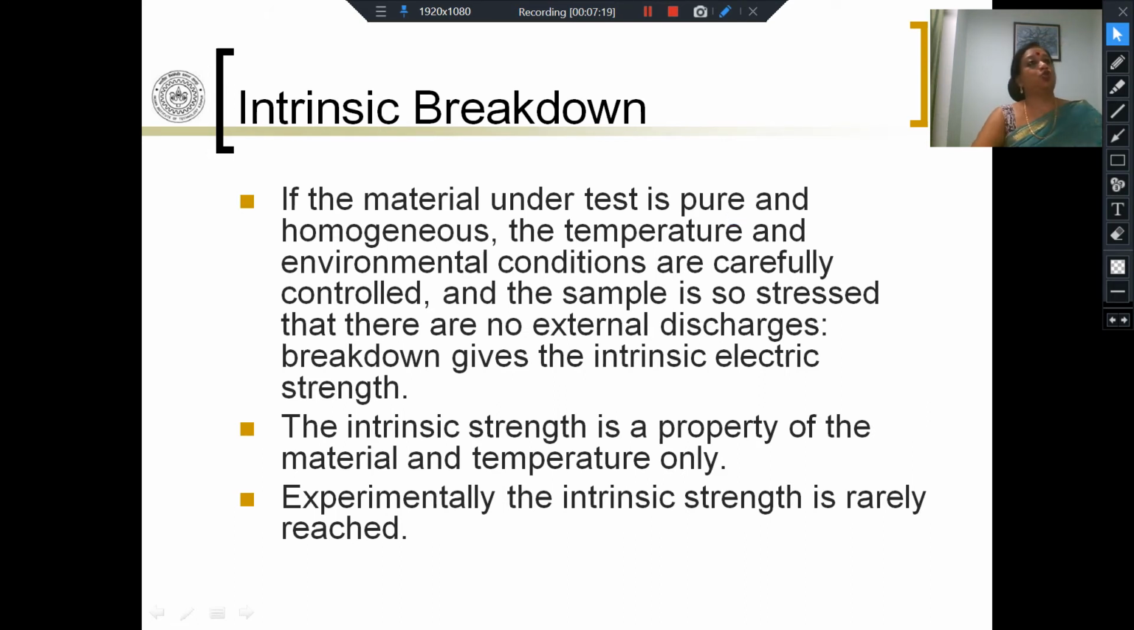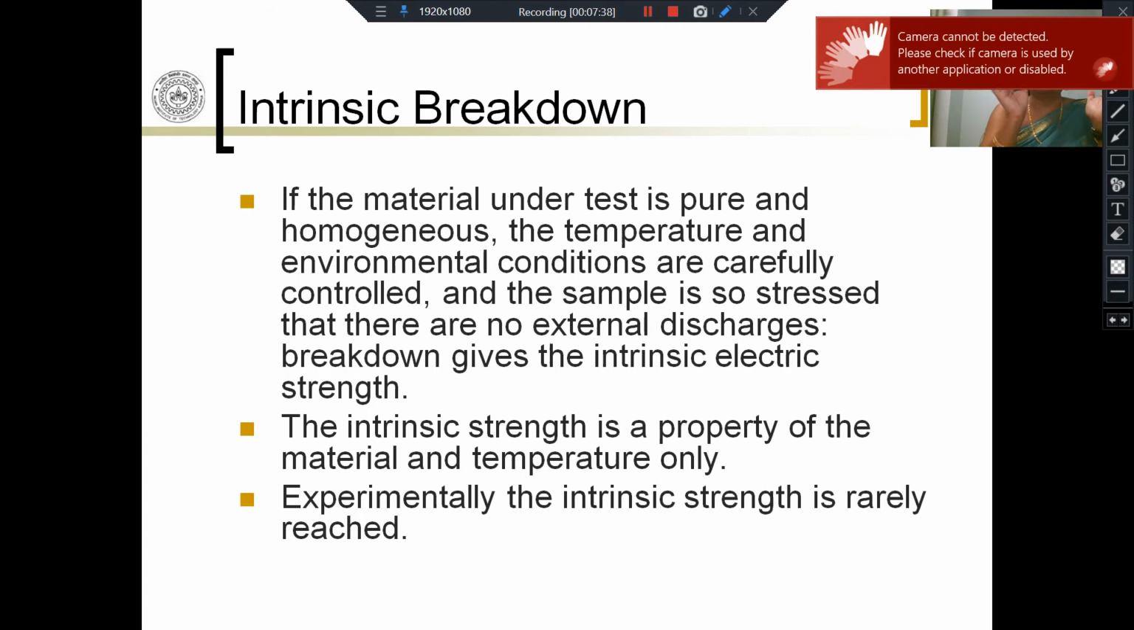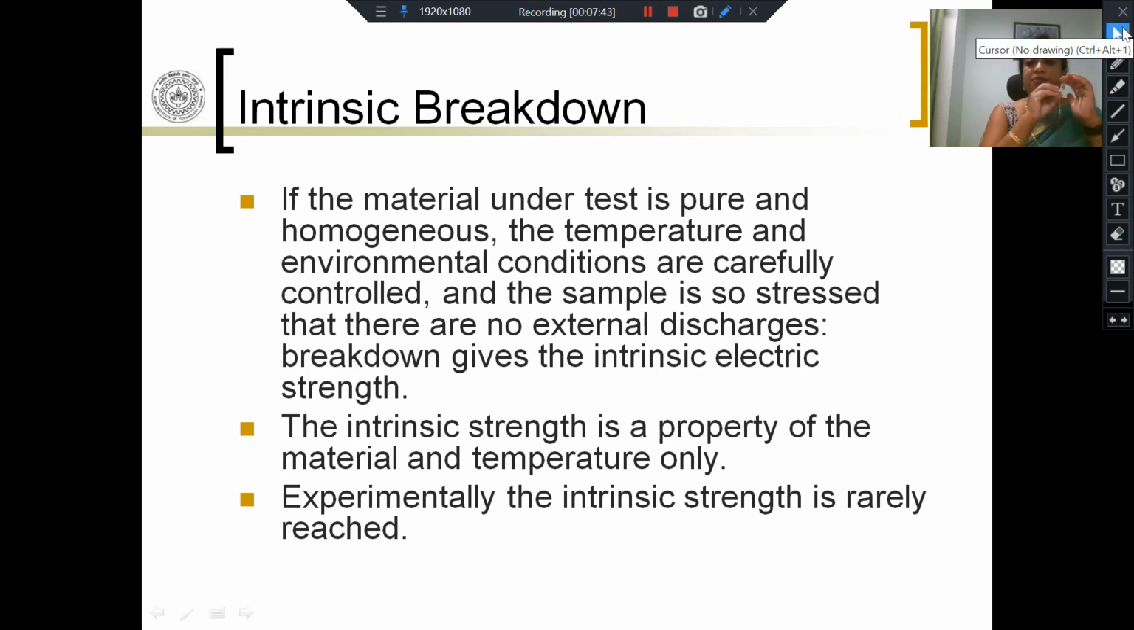As I say, the mechanism which takes the shortest time to develop is the intrinsic breakdown. And you can imagine from the name that intrinsic is something that is an intrinsic property of the material. So here we are talking about the material in its pure and homogeneous form. This intrinsic breakdown strength is a characteristic of the material. It's a material property.